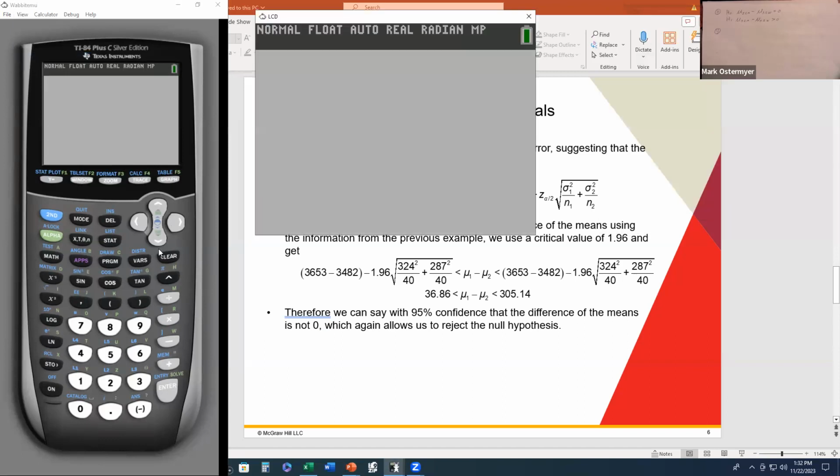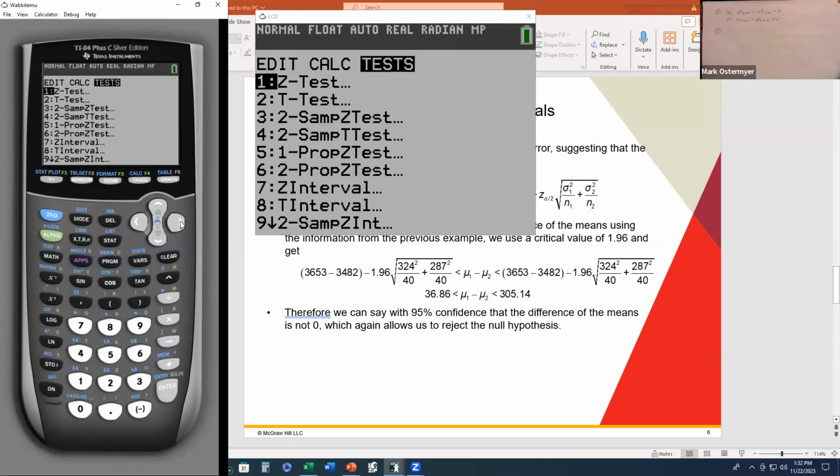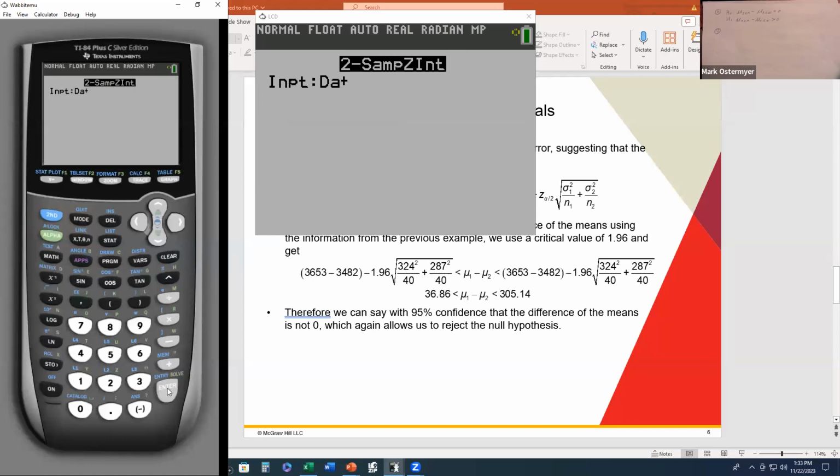Okay, and we go to stat tests. But to build confidence intervals, we don't use the two sample z-test. We go down and use the two sample z-interval function. There you go, the two sample z-interval function builds a confidence interval for the difference between the population means. Select the two sample z-int function to build a confidence interval.